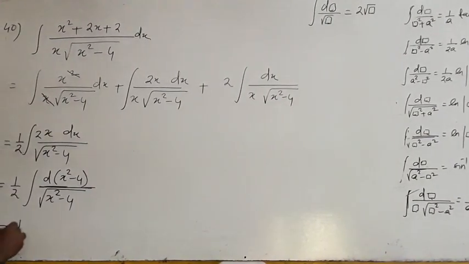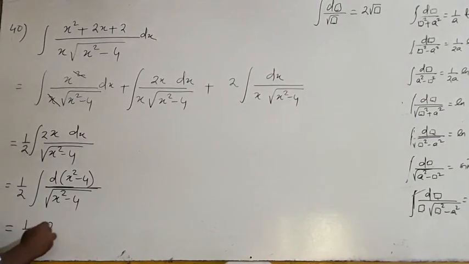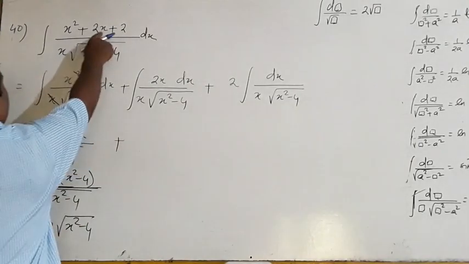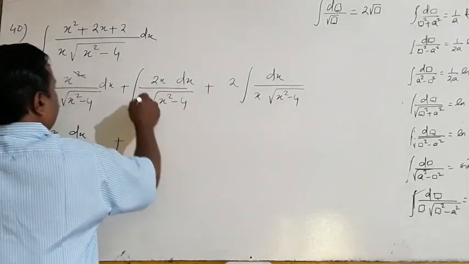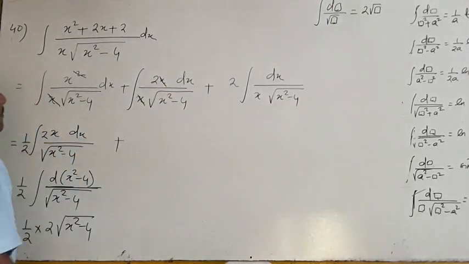Then what am I doing here? It is 2 root x² minus 4, so one part is over. Look at here, next part. Here, 2x by x into root of x² minus 4, the x terms also cancel.